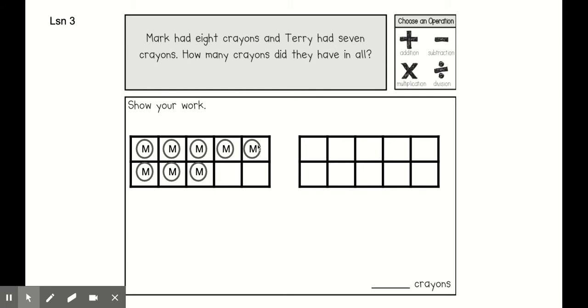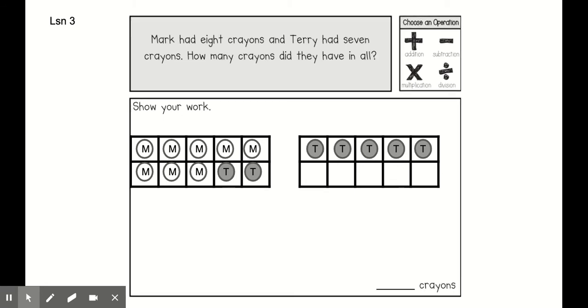One row is 5, 6, 7, 8. So there you're representing how many crayons that Mark had. So then we're going to add the ones that Terry had. There's Mark's. He has 8. Here's Terry's. 1, 2, 3, 4, 5, 6, 7. So it's always good to double check. Here's the 8 that Mark had. Terry had 7. 1, 2, 3, 4, 5, 6, 7.